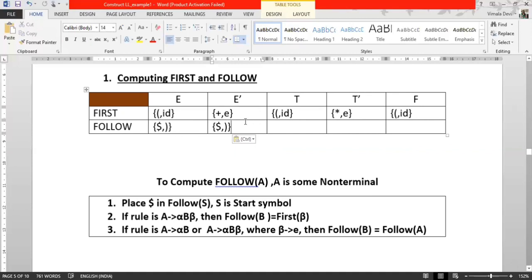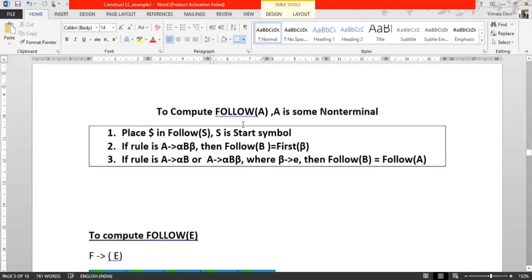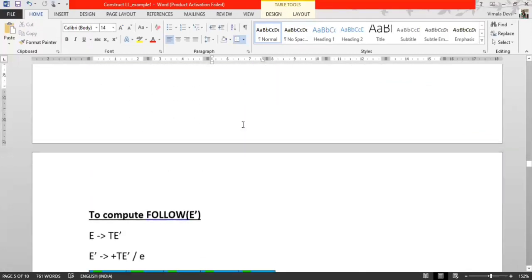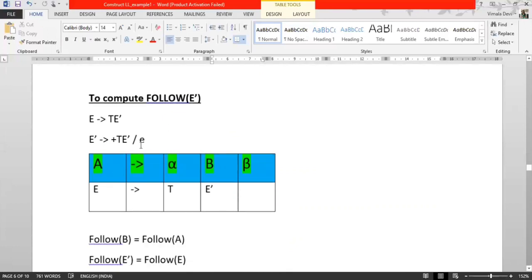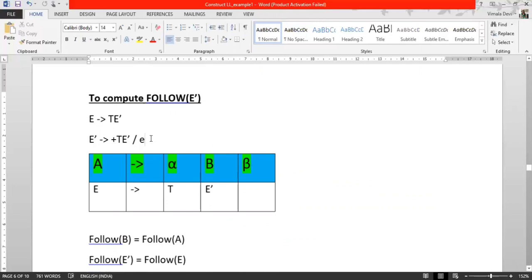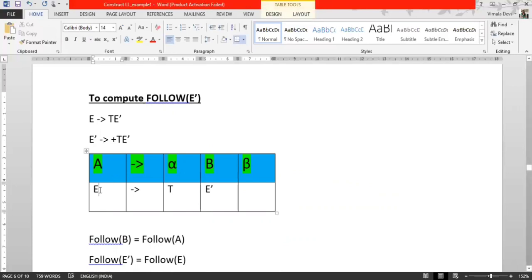So I hope this is understood as of now. Now let's continue to explore one more rule. There is one more rule, right, which contains E dash on the right hand side: E dash derives plus T E dash. We can ignore this epsilon here.